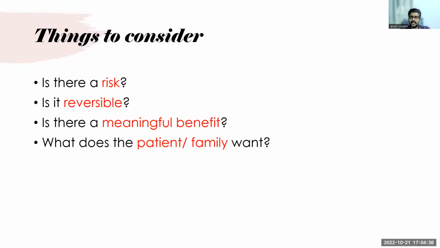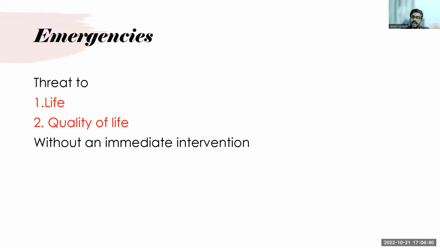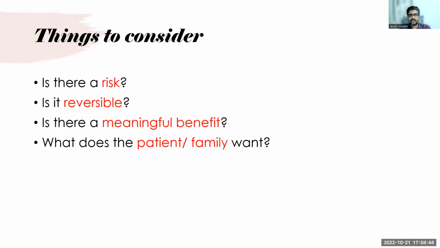So deciding what to do, or when to do an intervention, these are certain things to consider. In the beginning itself, what I'm trying to tell you is we have to identify risk early. We have to anticipate what emergencies we may face in the course of the illness, so that we can prepare the patients and the relatives, and brace ourselves to handle such a situation.